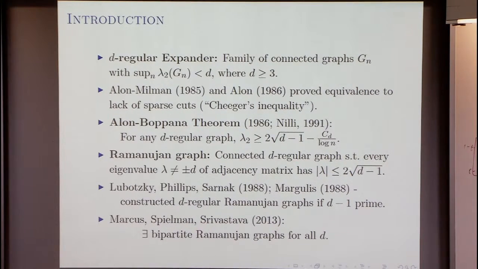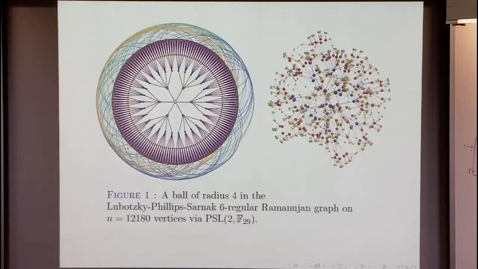The motivation for this definition was that they could produce such examples. Lubotzky-Phillips-Sarnak, and separately Margulis in '88, constructed such d-regular graphs if d minus 1 is prime. And there is quite recently an existence proof of such graphs by Marcus, Spielman and Srivastava for all d. We need d to be at least 3 to have some interesting object.